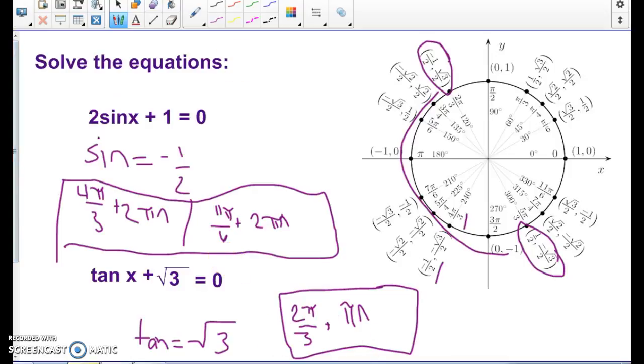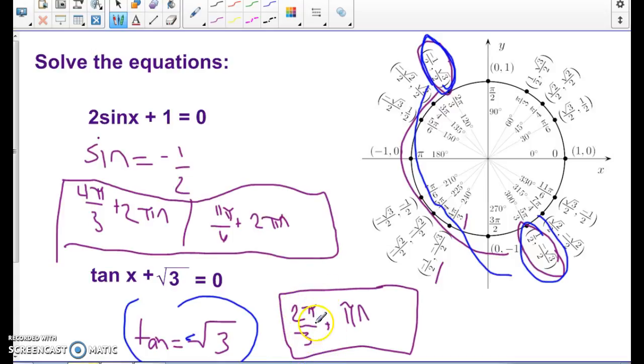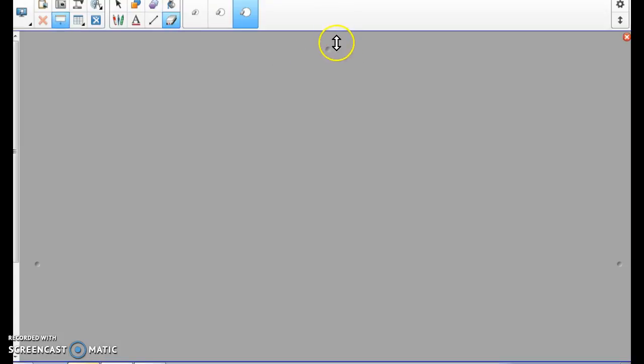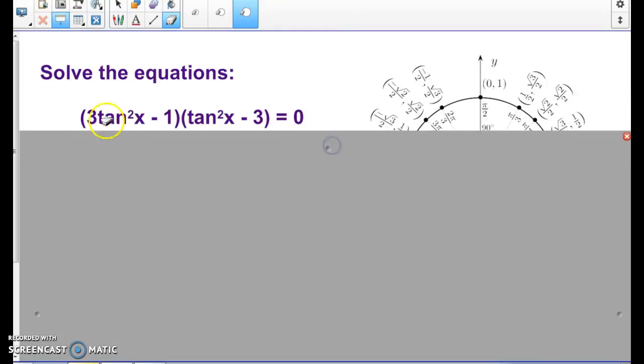All right, so then what I would do to solve the bottom equation down here, you notice how it jumped up, I would get tan equals negative root 3. I find that on my circle. Where is the tangent of negative root 3? Well, it's where you get root 3 over negative 1 or negative root 3 over 1. That repeats every pi n. So therefore it's 2 pi thirds plus pi n. Now when I'm solving this equation, I need to set each factor equal to 0.